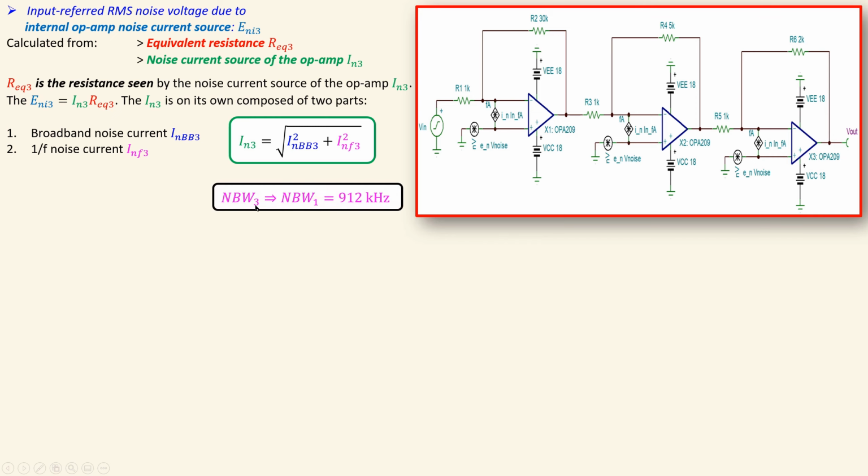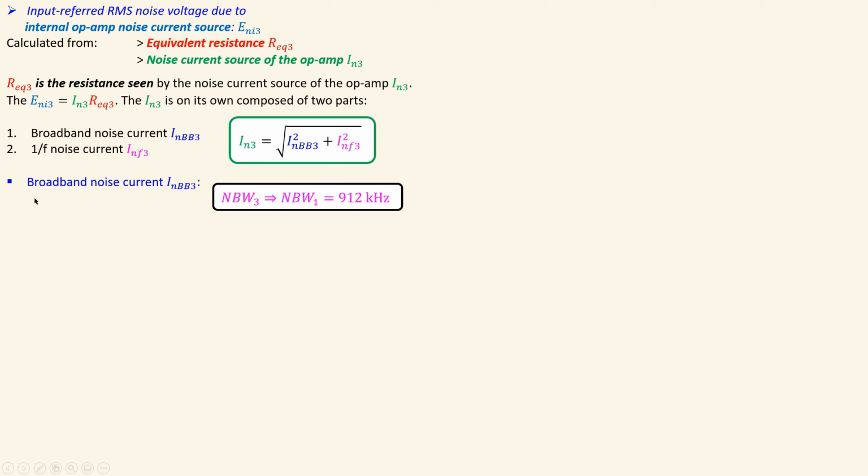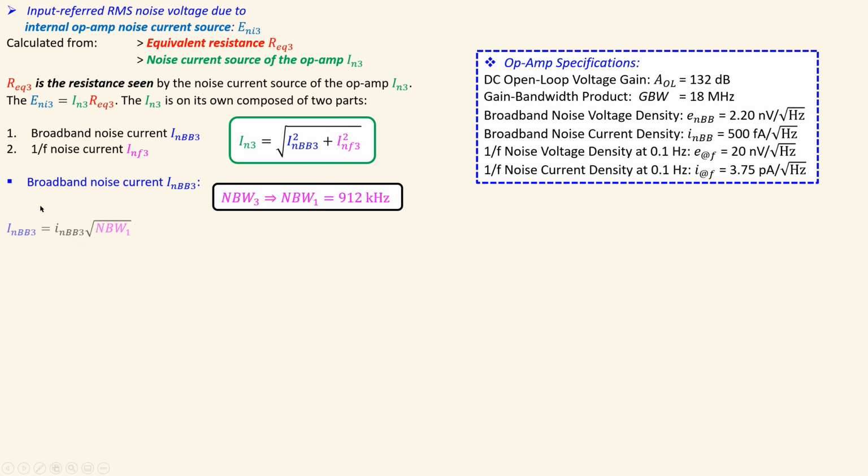And again, remember, the noise bandwidth of the third stage will be limited by the first stage, so it will be the noise bandwidth of the first stage. So stage 3 will have the exact same noise bandwidth as the first stage. Again, 912 kilohertz. Again, we go a little bit faster because the broadband noise current is already done in the first part for the first stage. That will be used here. The noise bandwidth was just calculated here for the broadband part.